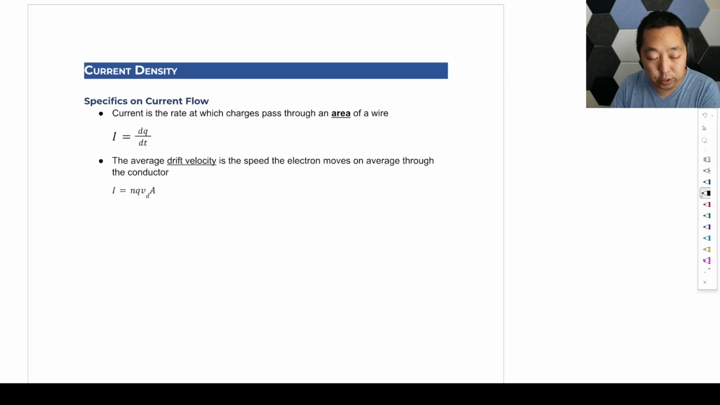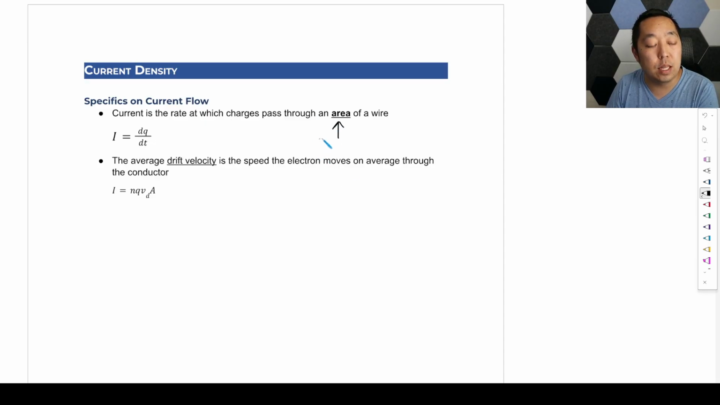All right, so now we're going to be looking at current density, and a little bit more specific for those of you in AP Physics C. So basically, current is the rate of change. It's the derivative of the charge, actually. It's the rate of change that passes through an area of a wire.